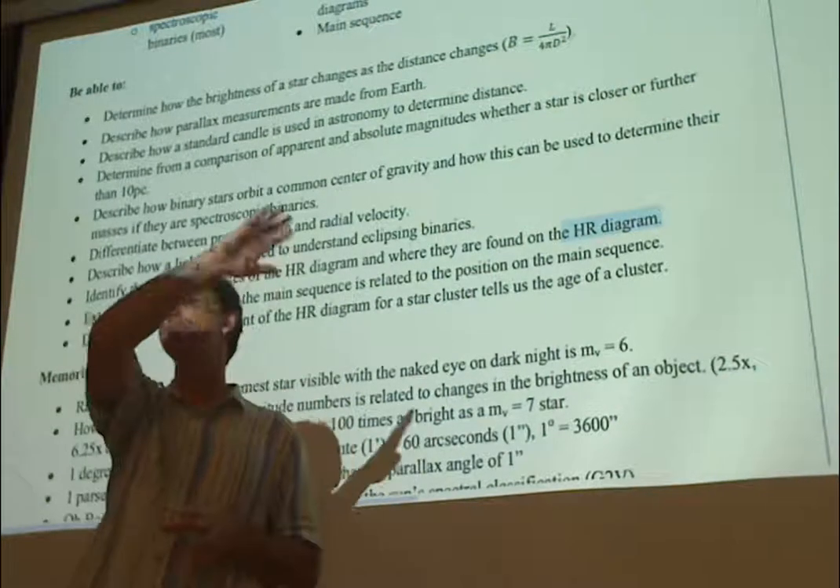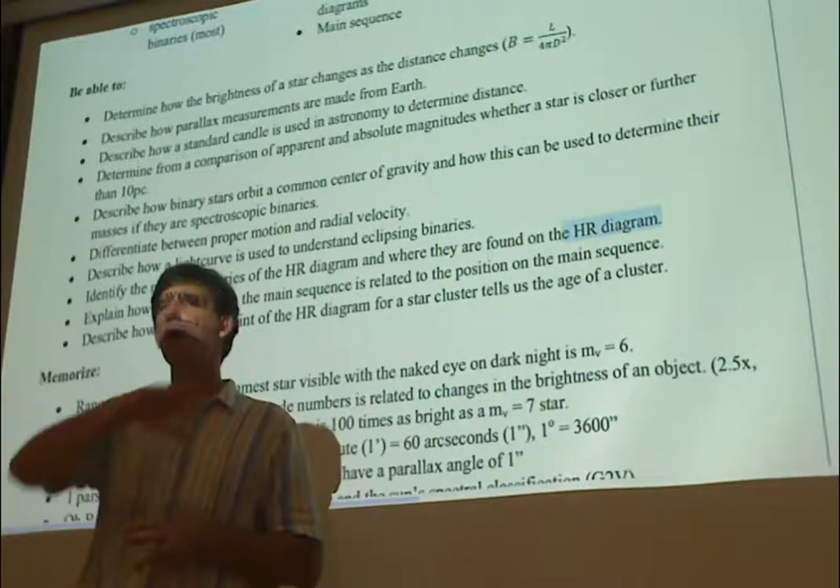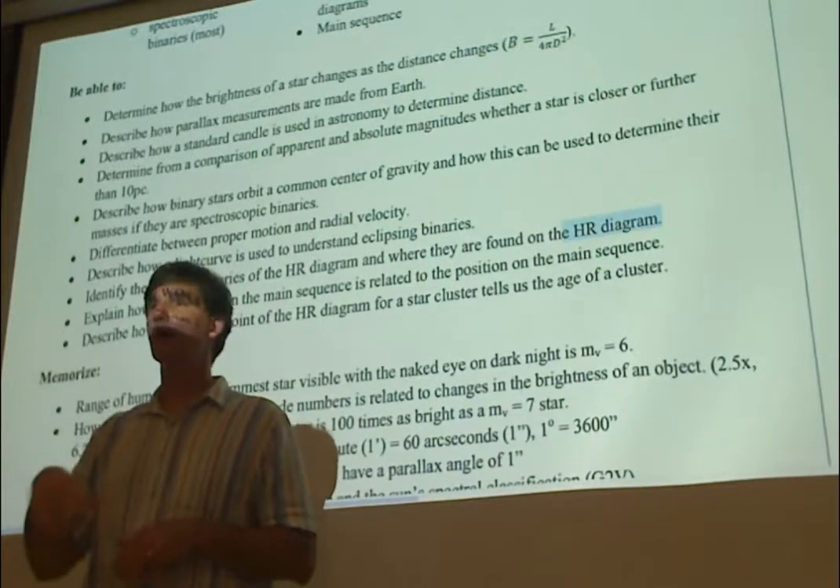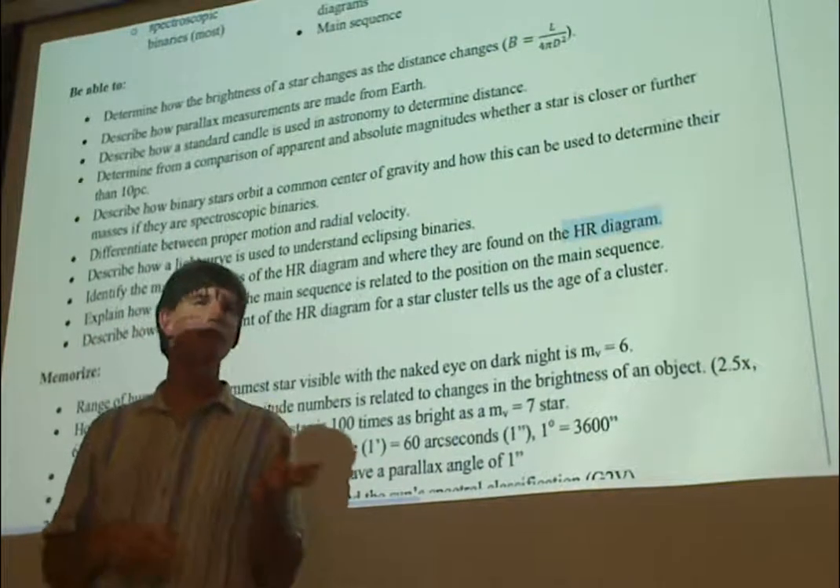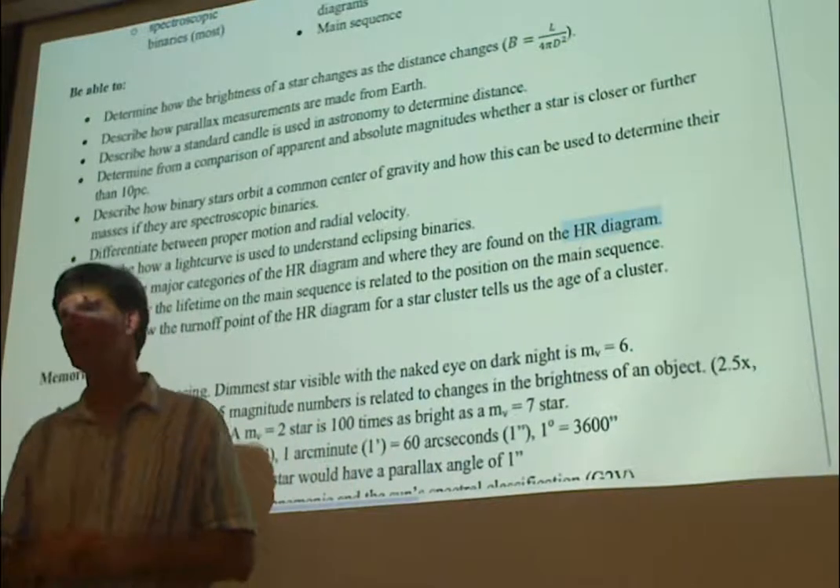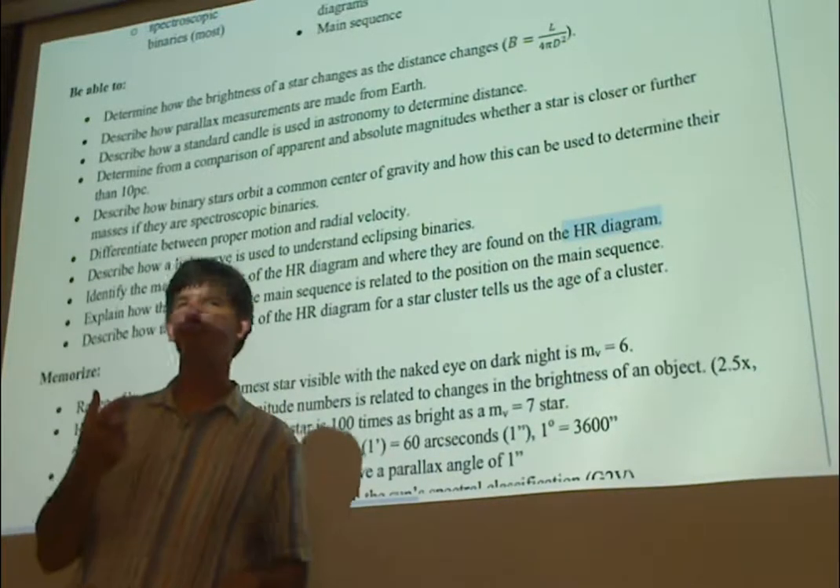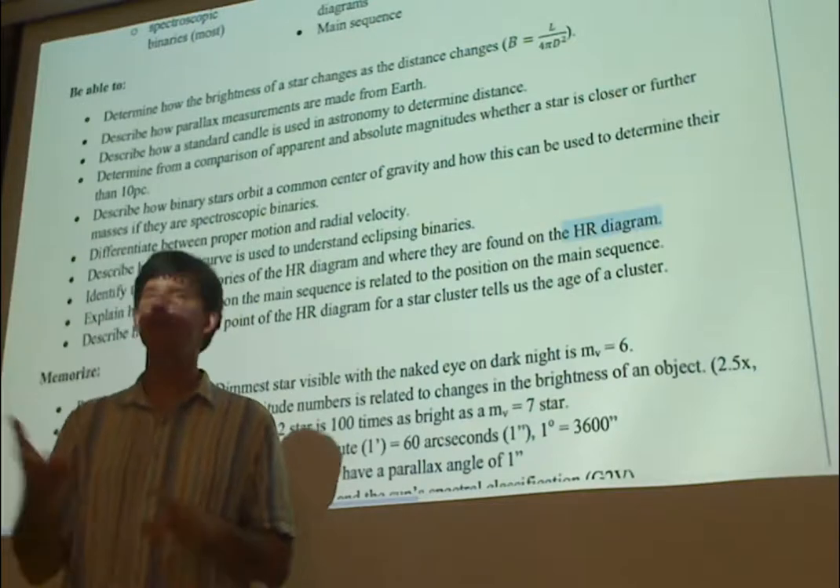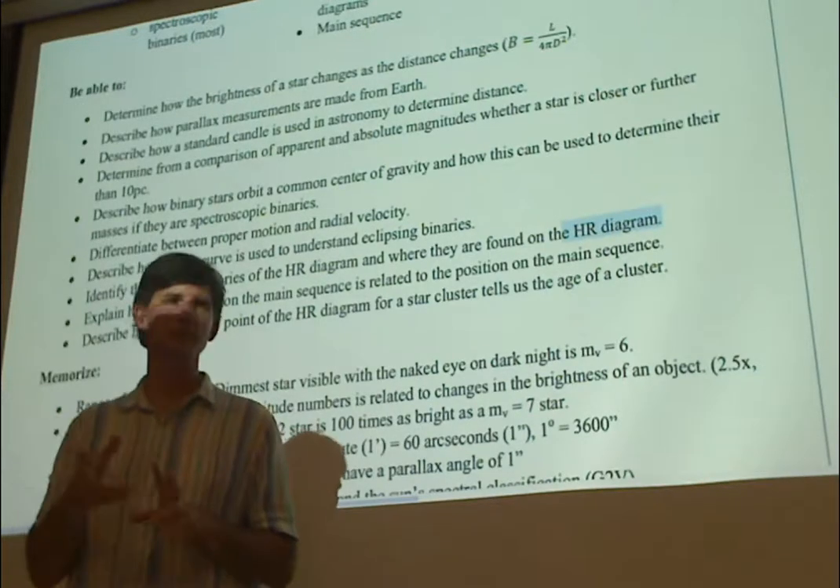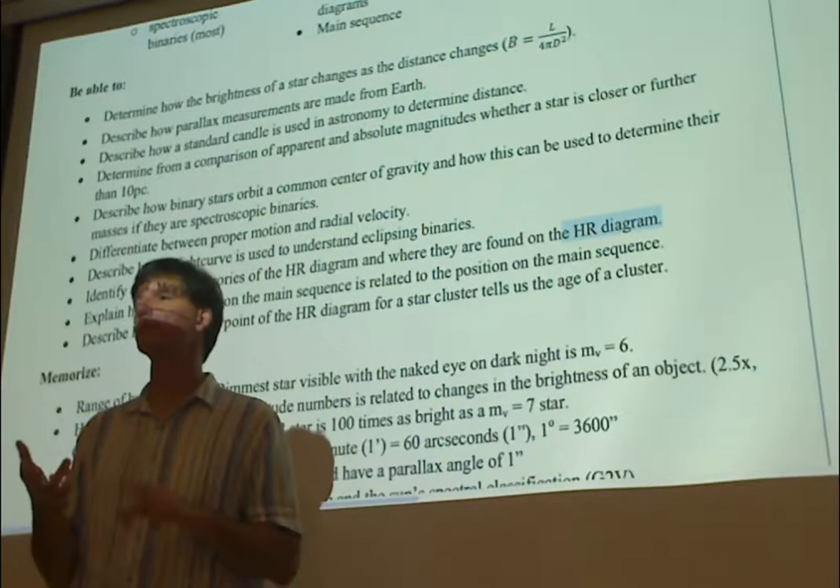It's called the main sequence, right? 90% of the stars are on the main sequence. But then we have three other categories. What are they? White dwarfs, giants, red giants, or blue giants. It turns out there are some other colors, yellow giants, blue giants, and then the supergiants.